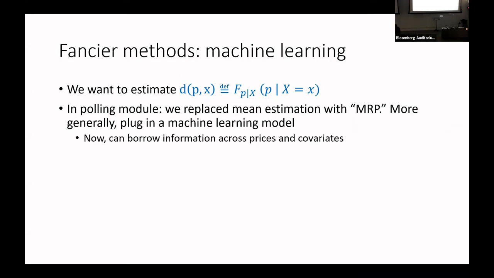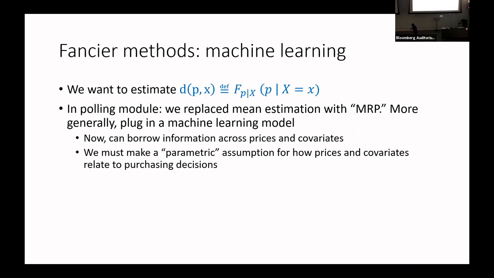And there, what we did was we borrowed information across covariates, right? So we said if someone is 50 to 65, and the mean is within that range, we have some estimate for the mean for people 50 to 65 that tells us something about the mean for people 65 plus, right? And so the same thing here. Now, what our machine learning model is doing is it's borrowing information across prices and covariates.